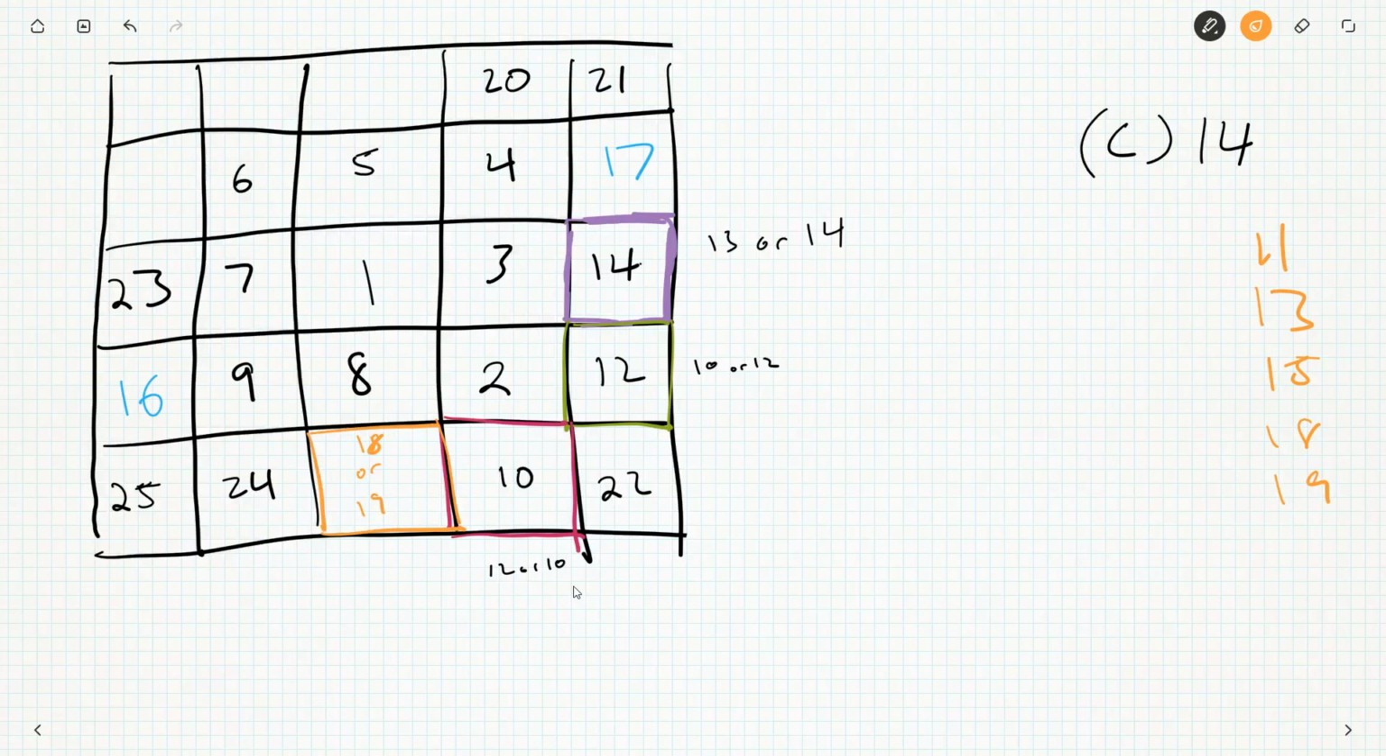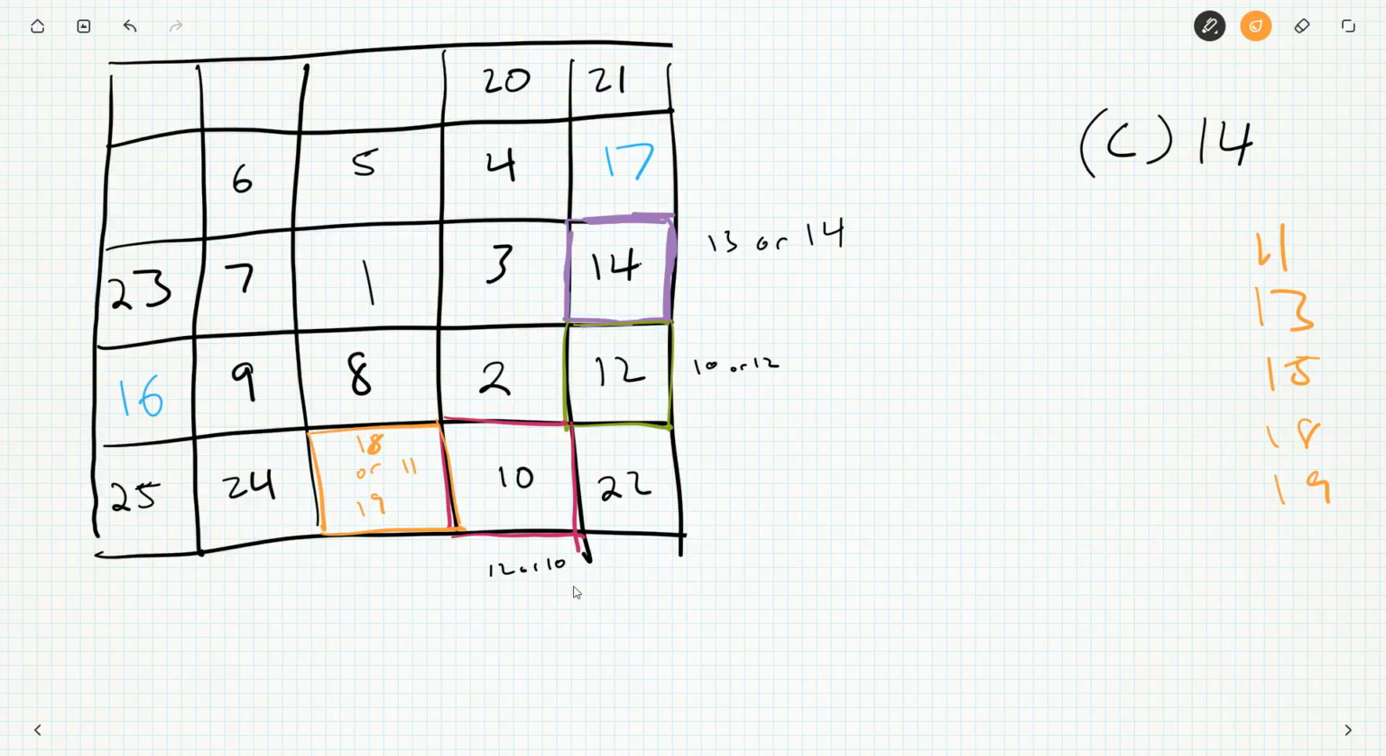How about 11? Well, how do I make 11? 10 plus 1? No, they're too far away. 9 plus 2? Oh, yeah, we could have 9 plus 2, so 11 could be here. So we got 3 choices here. That's maybe not the best one to start off with.